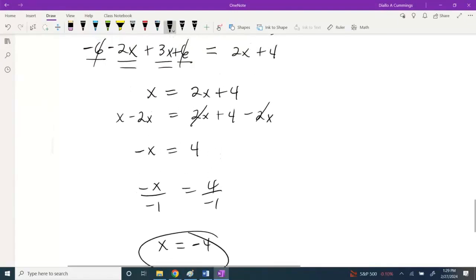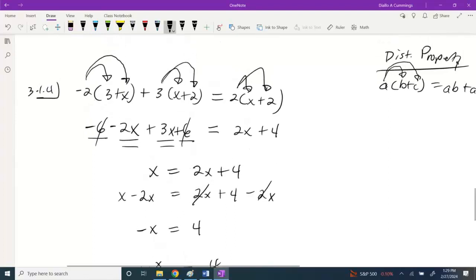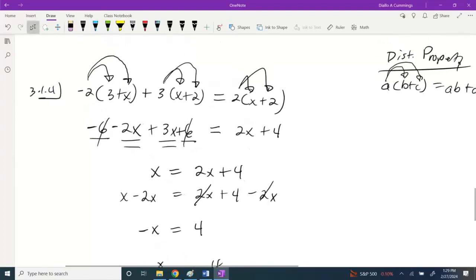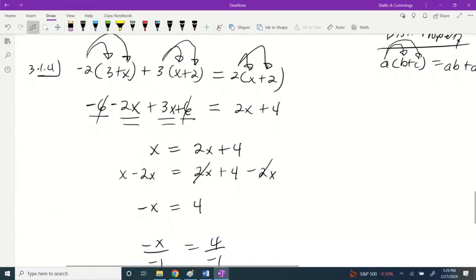So here again, you can check your answer. You just simply substitute negative 4 into that original equation.